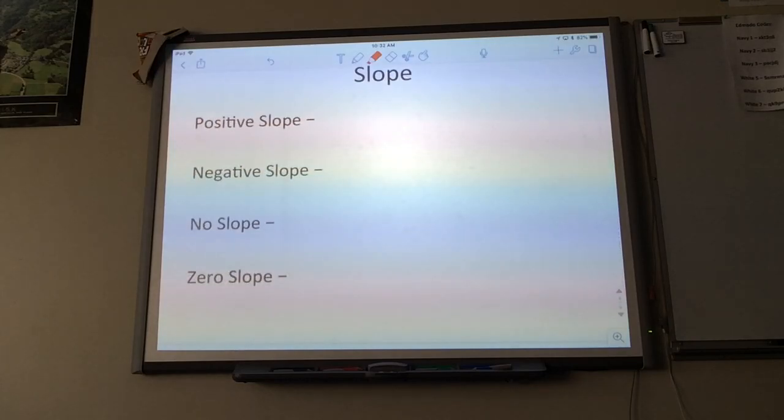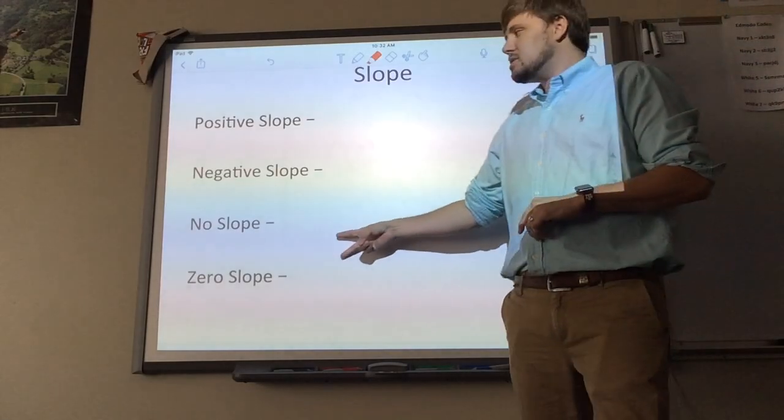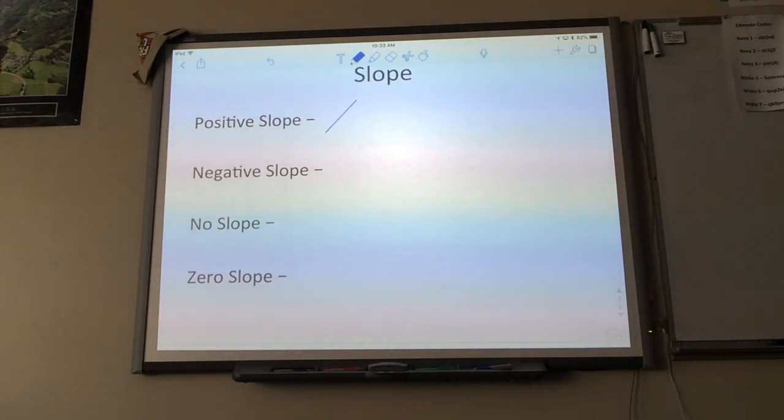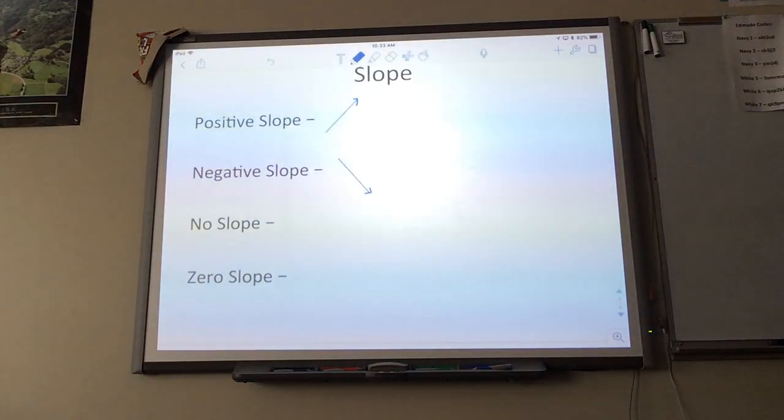Alright, positive slope, negative slope, no slope, and zero slope. The two that people get confused are these last two. Positive slope is when the line goes up. Negative slope is when the line goes down. What I mean by up and down is if you read it on a page, if you read from left to right. So if it goes up from left to right, it's positive. If you read it from left to right and it goes down, it's negative. But the ones people mix up are no slope and zero slope.